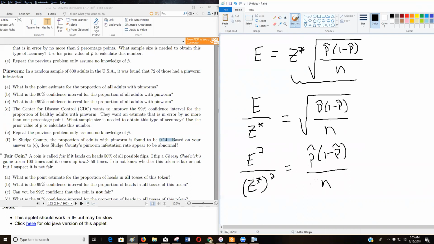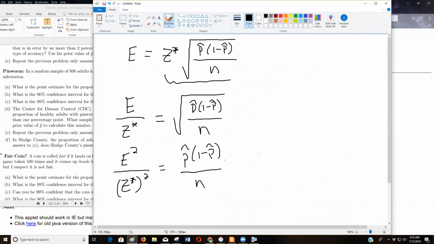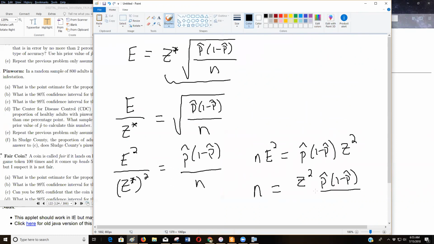So it'll be z star here. If I do the cross products, I know that n times e squared, the margin of error squared, equals p hat times 1 minus p hat times the z-score squared. I'll drop the star thing. And since I'm solving for n, I'm going to divide by e squared. And I'm going to reorder this because I know Dr. Stevens gives it in this order. So n equals p hat times 1 minus p hat over e squared.